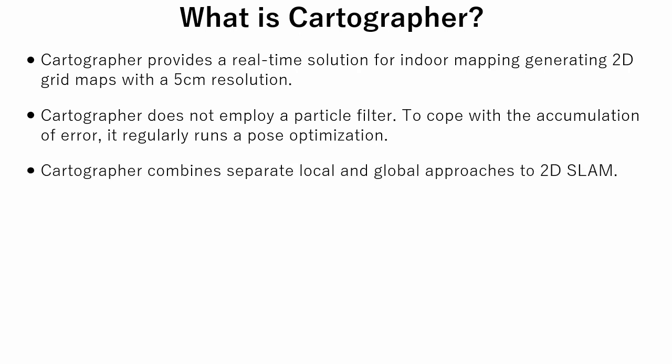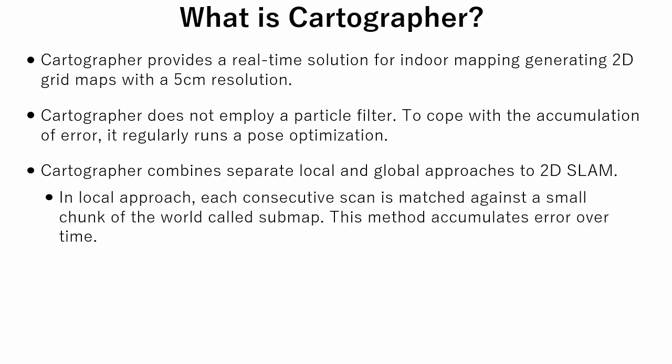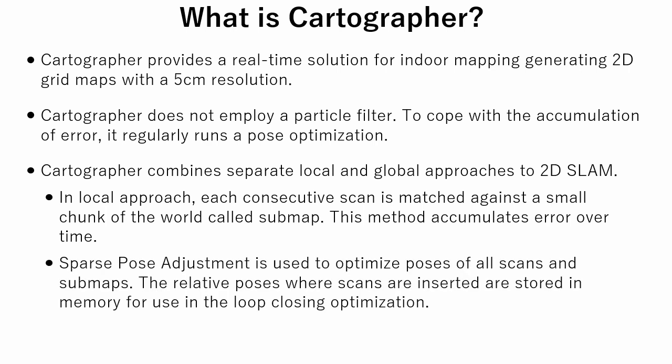Cartographer combines separate local and global approaches to 2D SLAM. In the local approach, each consecutive scan is matched against a small chunk of the world called a submap. This method accumulates error over time. Sparse pose adjustment is used to optimize poses of all scans and submaps. Relative poses where scans are inserted are stored in memory for use in the loop closing optimization.